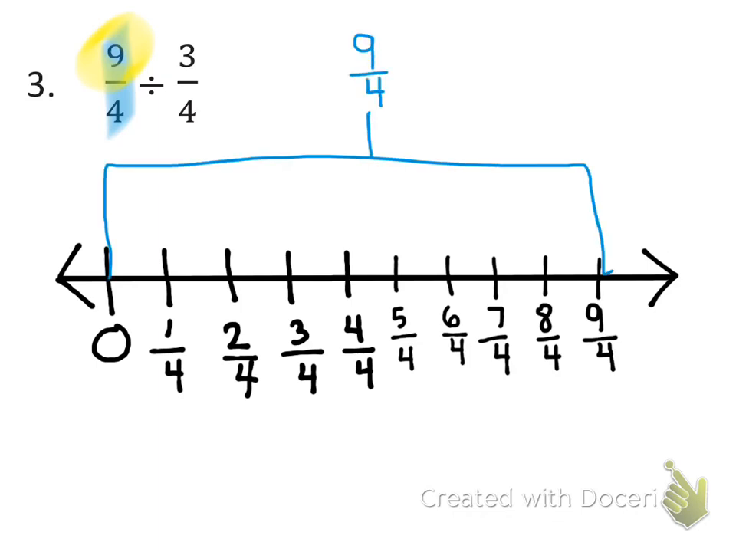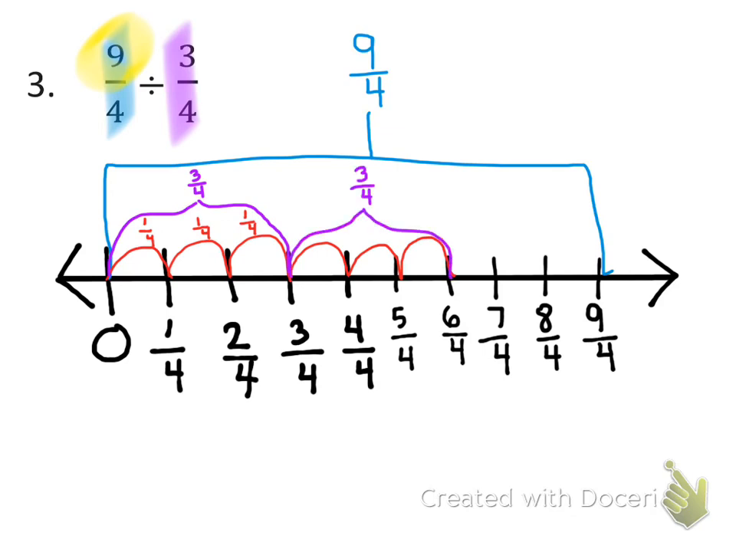Now I want to know how many 3/4 are in 9/4. How many groups of 3/4 fit in 9/4? So let's count. 1/4 plus 1/4 plus 1/4 equals 3/4. That's one group. And then again, 1/4 plus 1/4 plus 1/4. Again, that's another group of 3/4. So we're grouping every 3, and that gives me 3/4.